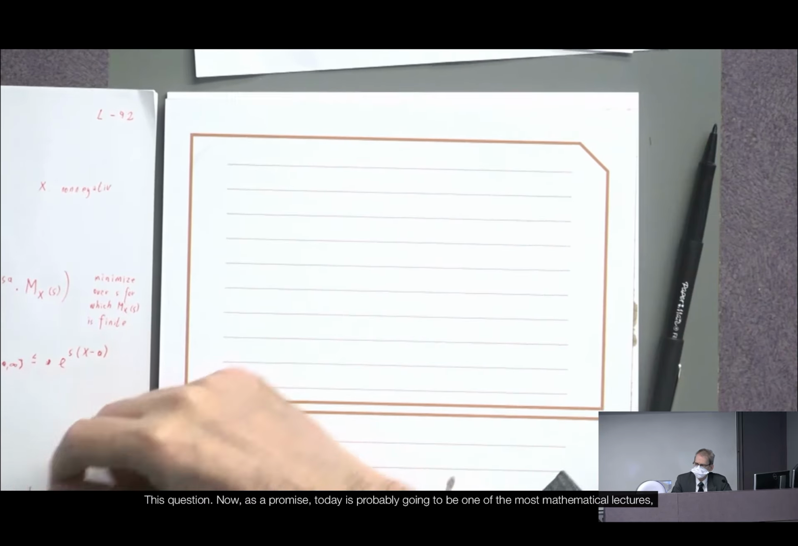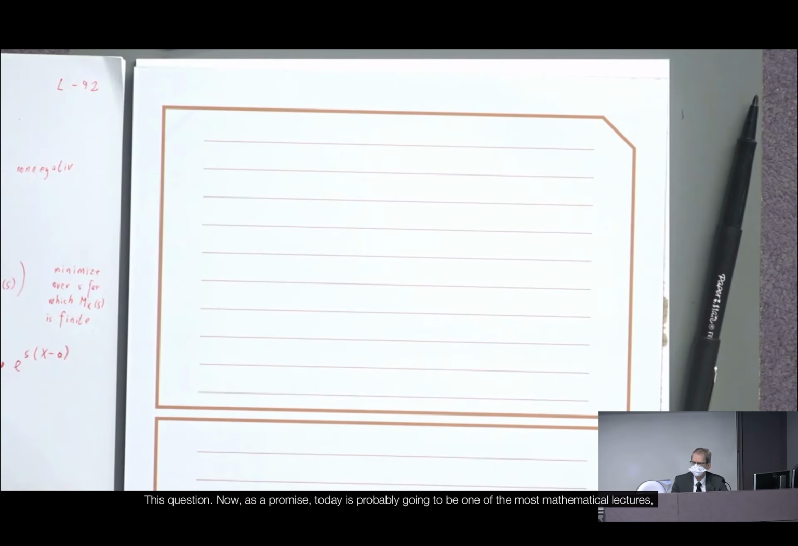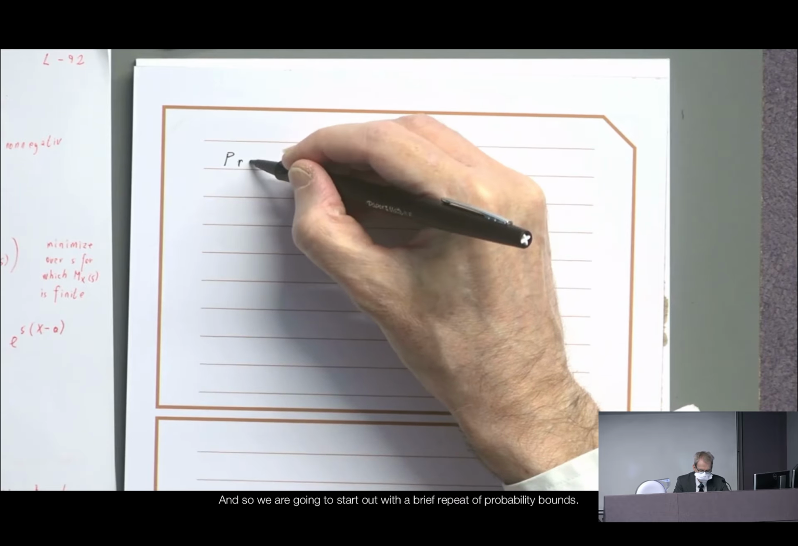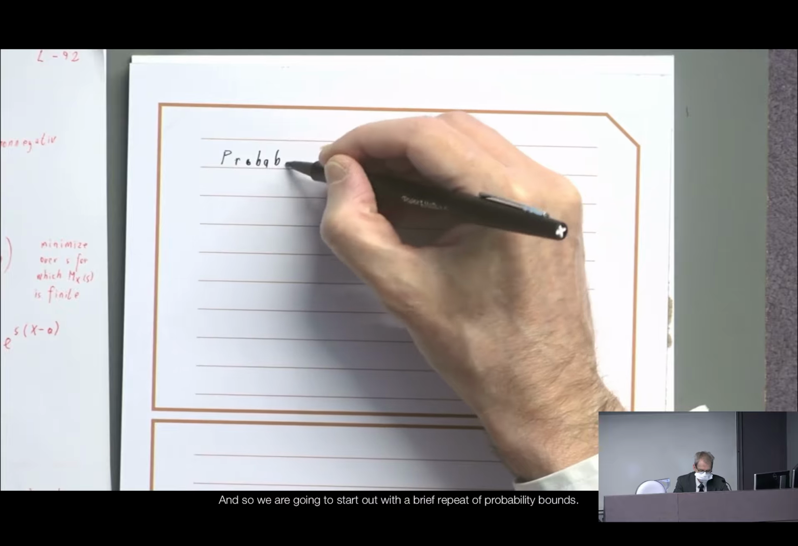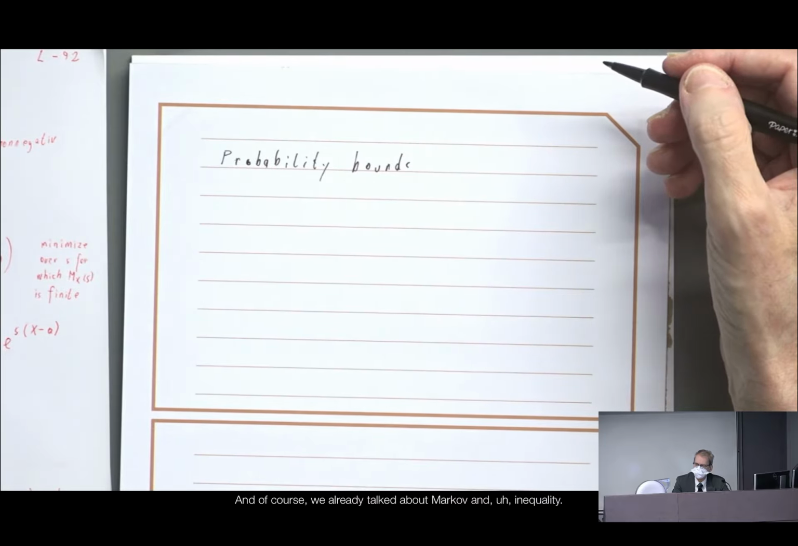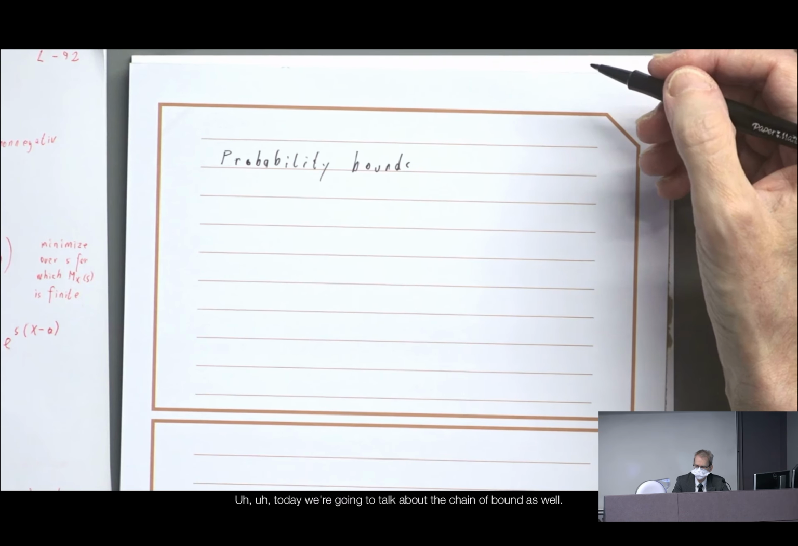Now, as I promised, today is probably going to be one of the most mathematical lectures that we're going to have in this whole course. And so we're going to start out with a brief repeat of probability bounds. Of course, we already talked about the Markov and Chebyshev inequalities. Today we're going to talk about the Chernoff bound as well.